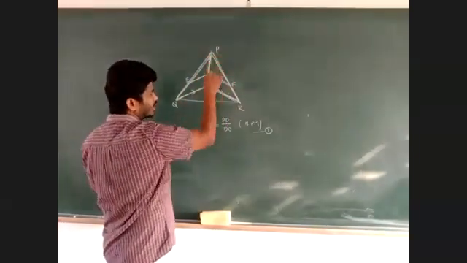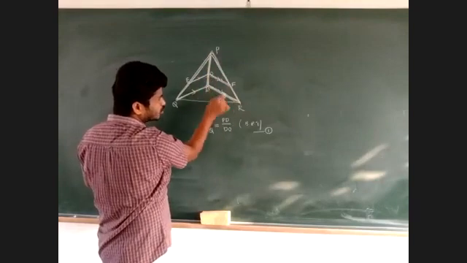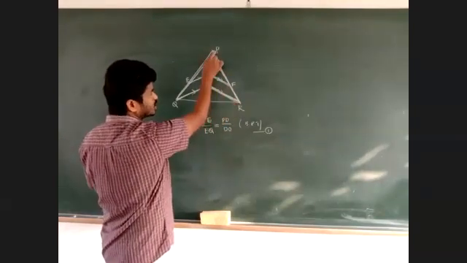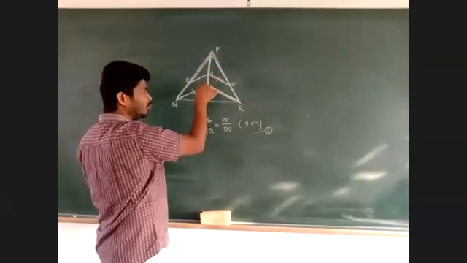Now coming to the right side triangle POR. In this right side triangle POR, DF is parallel to OR. Then apply the basic proportionality theorem: PF by FR equal to PD by DO.